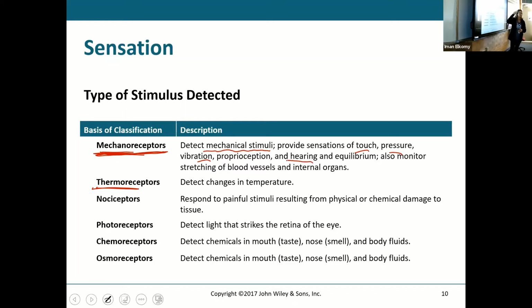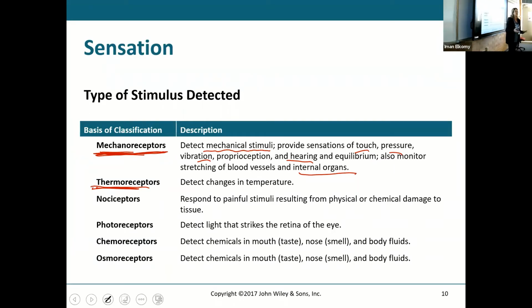Hearing is a mechanical stimulus because these are sound waves that are coming in, actually vibrating that eardrum, right? So that is a mechanical stimulus. Stretching of your internal organs, that's a mechanical stimulus. If you eat too much, your stomach is way out here, stretched out, that's a mechanical stimulus because it's a physical movement of that stomach wall that causes that.